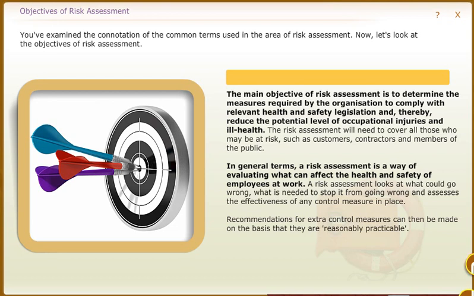The risk assessment will need to cover all those who may be at risk, such as customers, contractors, and members of the public. In general terms, a risk assessment is a way of evaluating what can affect the health and safety of employees at work. A risk assessment looks at what could go wrong, what is needed to stop it from going wrong, and assesses the effectiveness of any control measure in place. Recommendations for extra control measures can then be made on the basis that they are reasonably practicable.